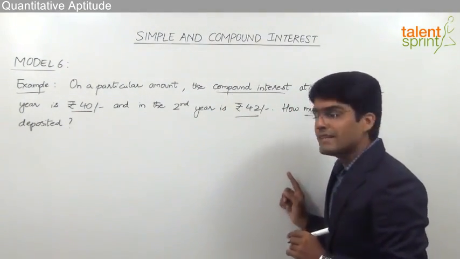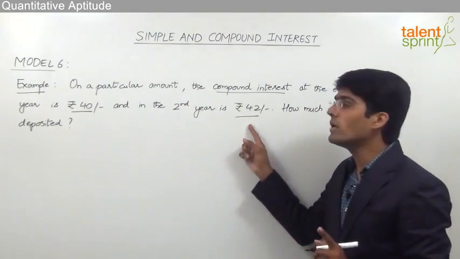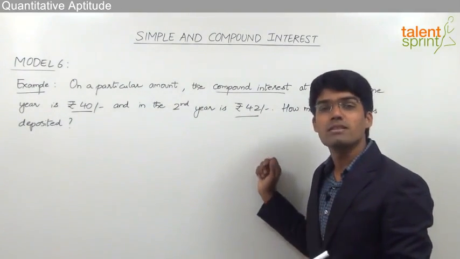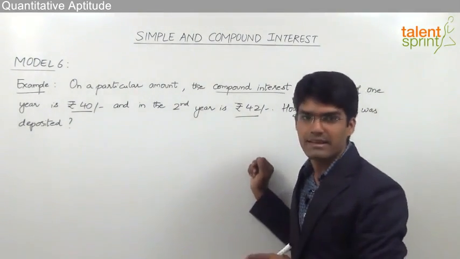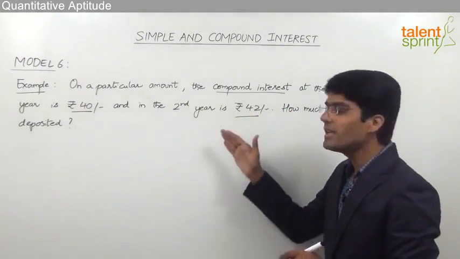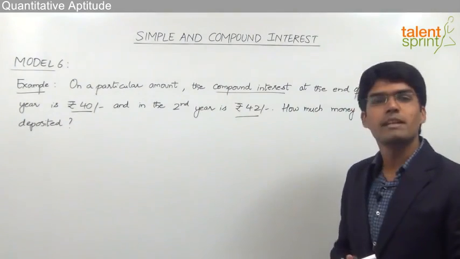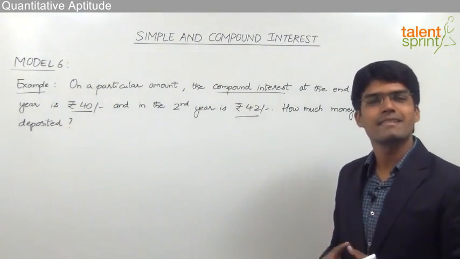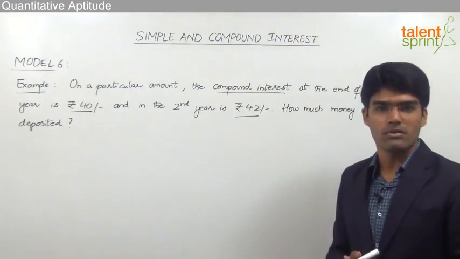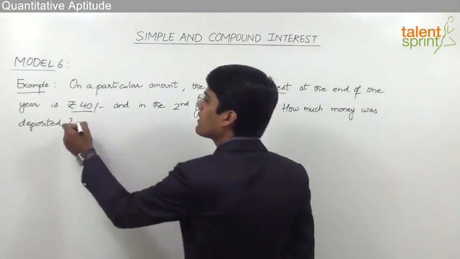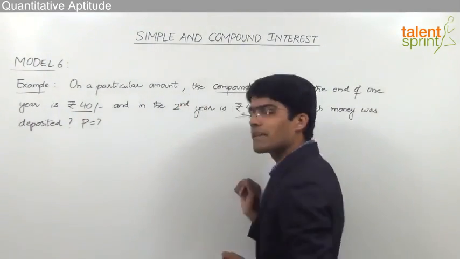Let me make it clear, 42 is not the compound interest for 2 years. 42 is the compound interest only for second year. So for the first year it is 40 and for the second year it is 42. And we are supposed to find out how much money was deposited. Now the money that gets deposited is nothing but the principal amount, right? So we are supposed to find out what will be the principal in this case.